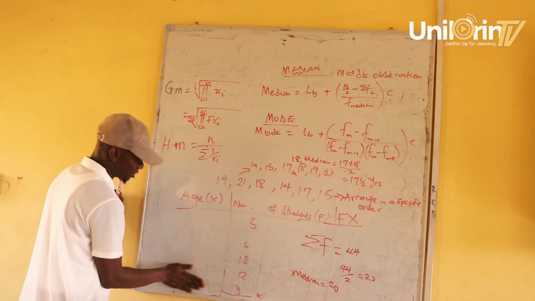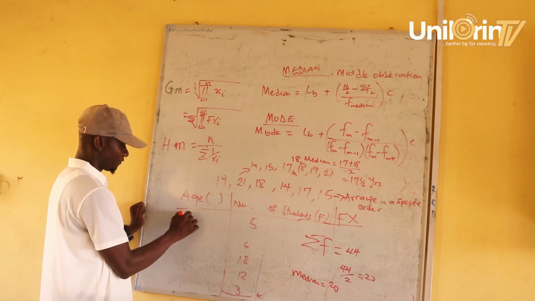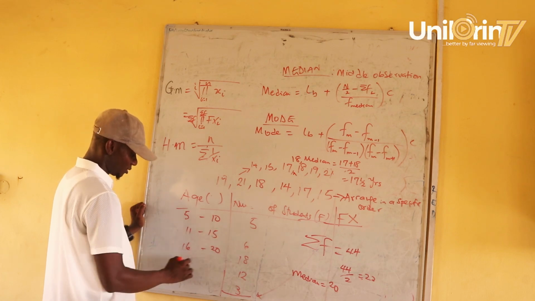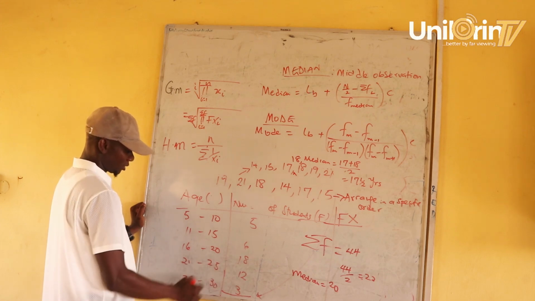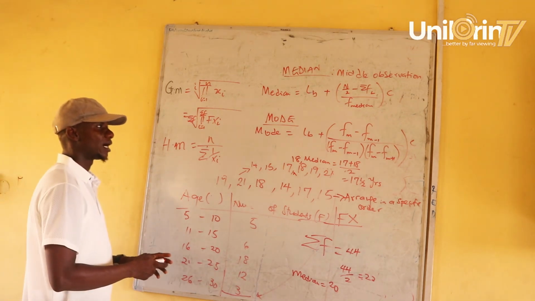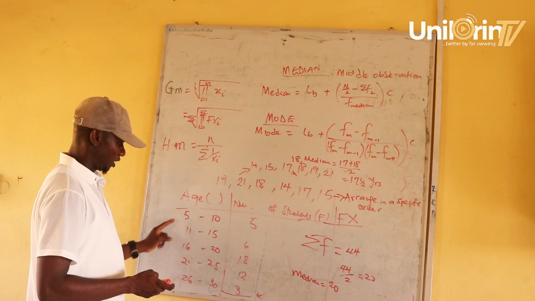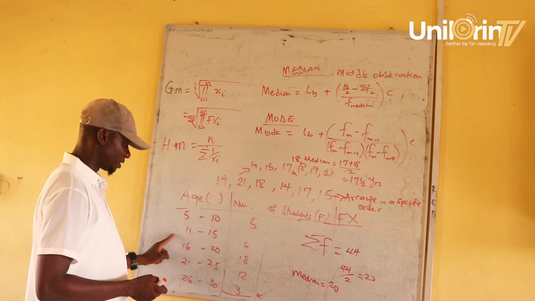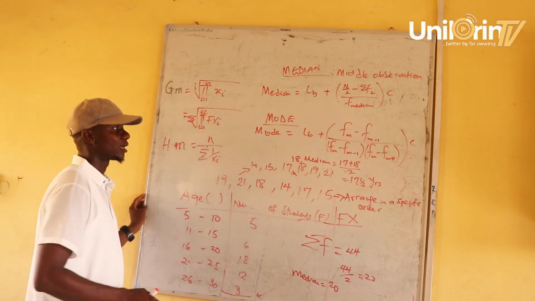If our information here is now in intervals, let's say 5 to 10, 11 to 15, 16 to 20, 21 to 25, and finally 26 to 30, let this represent the number of students that come to a particular class in the university. If we look at it, the highest frequency here is 18, and the class that has that frequency is 16 to 20. So this class will be called the modal class.